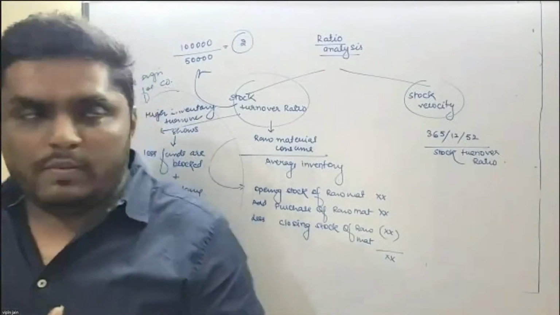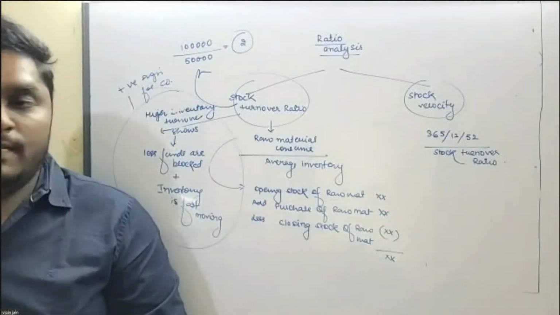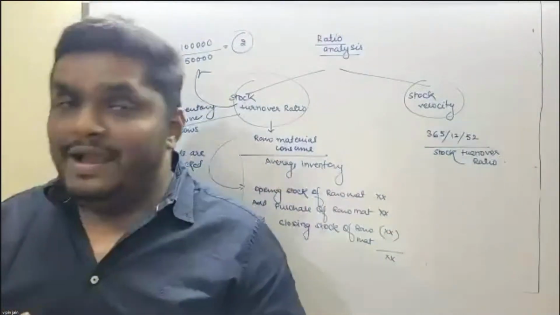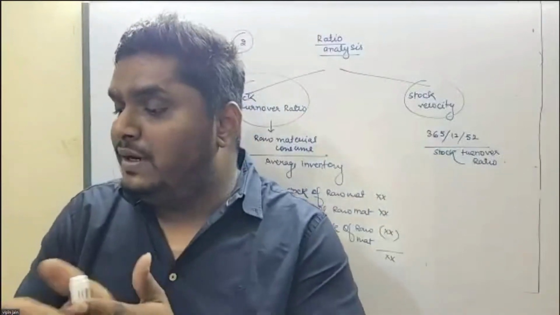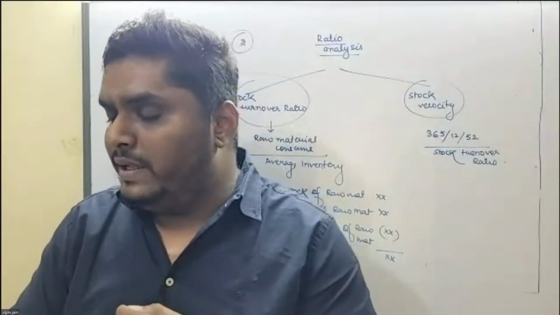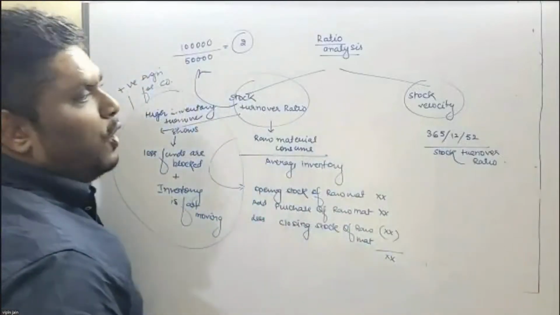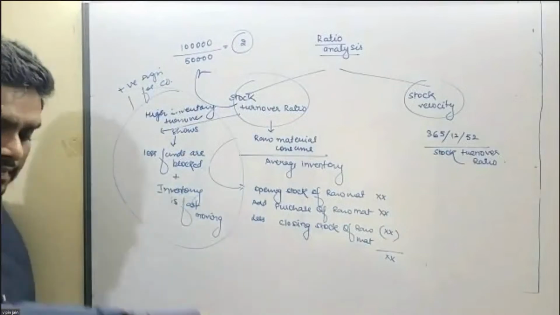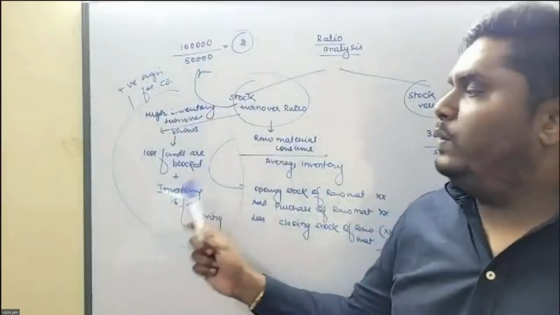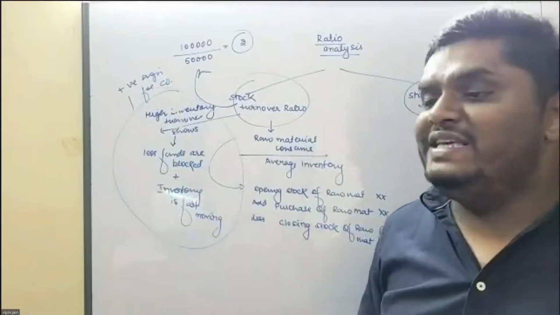No worries, Miss Kanchan Kumari. I'll try my level best to cover the conceptual class by 9:30. Thereafter, we'll keep some 5-7 minutes for the queries also. So don't worry, guys. Please copy this part. The high inventory turnover shows that fewer funds are blocked and the inventory is fast moving.